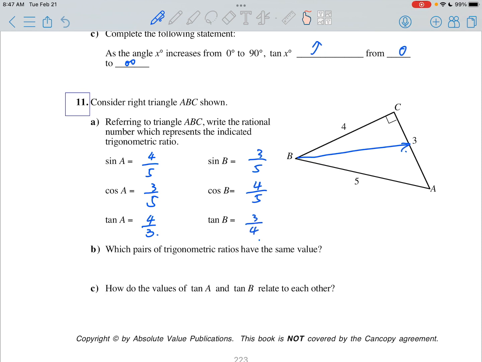And which pair of trigonometry ratios have the same value? From here we can find sine A equals cosine B, and cosine A equals sine B. And how do the values of tangent A and tangent B relate to each other? We can find they are reciprocals.